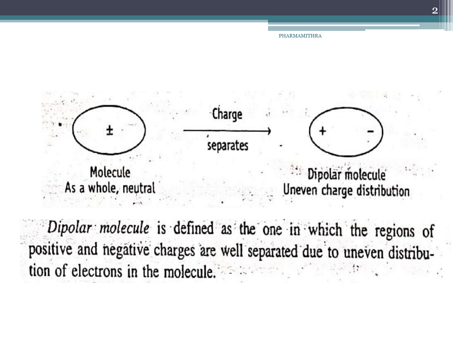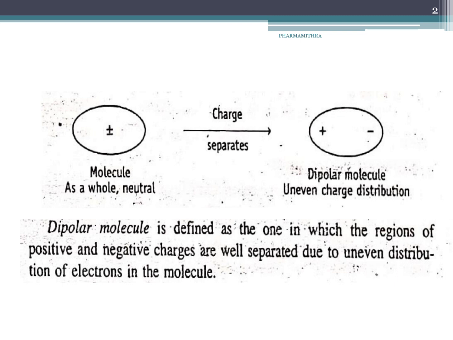First of all, we would like to know what we mean by a dipolar molecule. A dipolar molecule means a molecule in which we can see two regions, one is the positive side and the next one is the negative side. These two charges are well separated due to the uneven distribution of electrons in the molecule. So let the molecule be like this, with positive and negative charge, as a whole a neutral molecule.